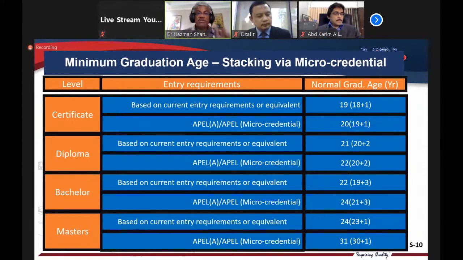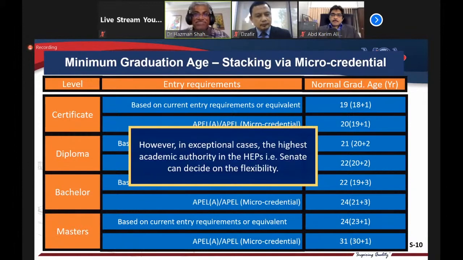However, in most cases, typically we think that most of the micro-credential learners, the non-traditional learners, these are working people, adults who are coming in, will already be older than the minimum age for graduation stated in this slide. However, you could have a situation where someone is exceptional. So he goes through the micro-credentials and completes them in record time, right? Degree is a 3-year period, he finishes in 2.5 years, and he hasn't reached the minimum age stated here, in which case the highest academic body within the institution, usually the Senate, or however it's called in the institution, can look at this case and provide the exception to this requirement.